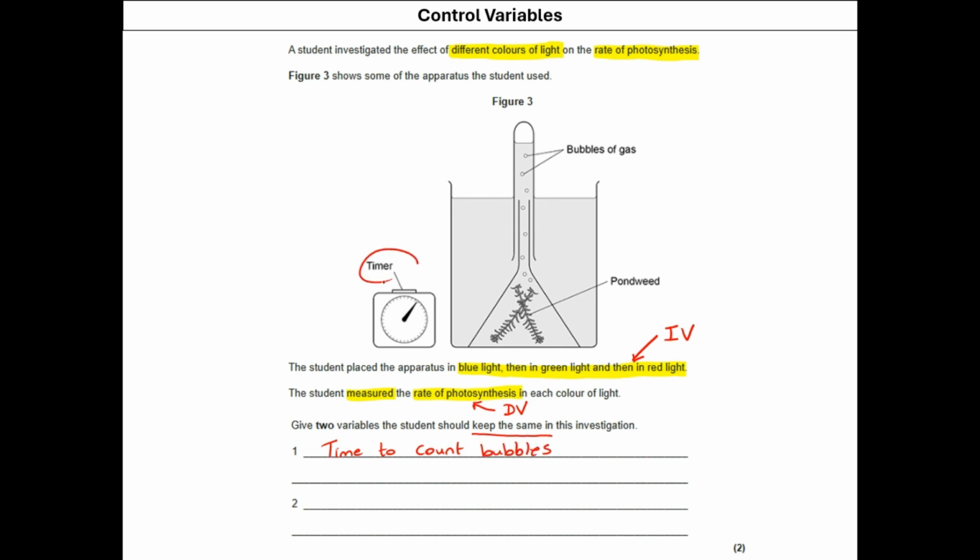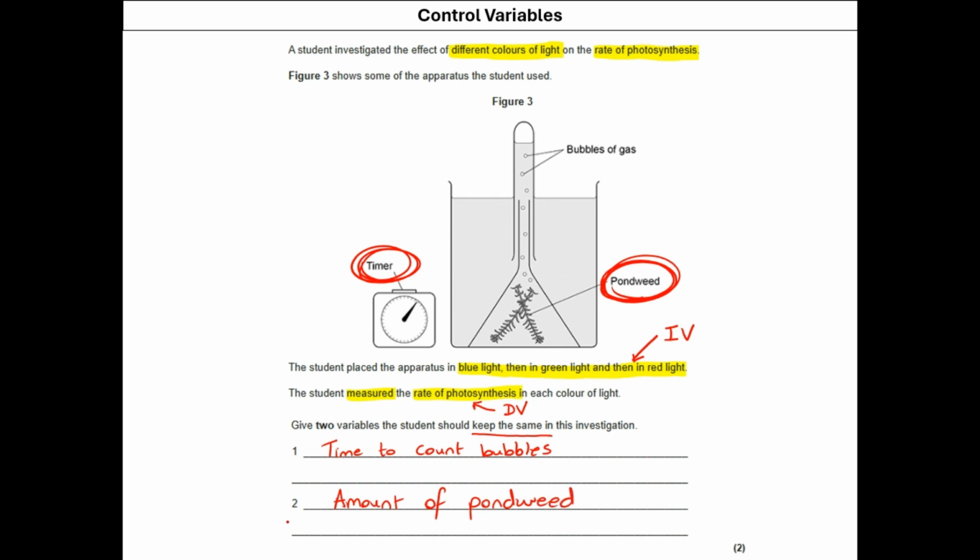And there was my clue. There are always hints in diagrams, you must read them. Here's my second clue. So I would need to have the same amount of pondweed. Because if one thing had more pondweed, then it'd be unfair. There are other answers that aren't hinted to that you could have had.